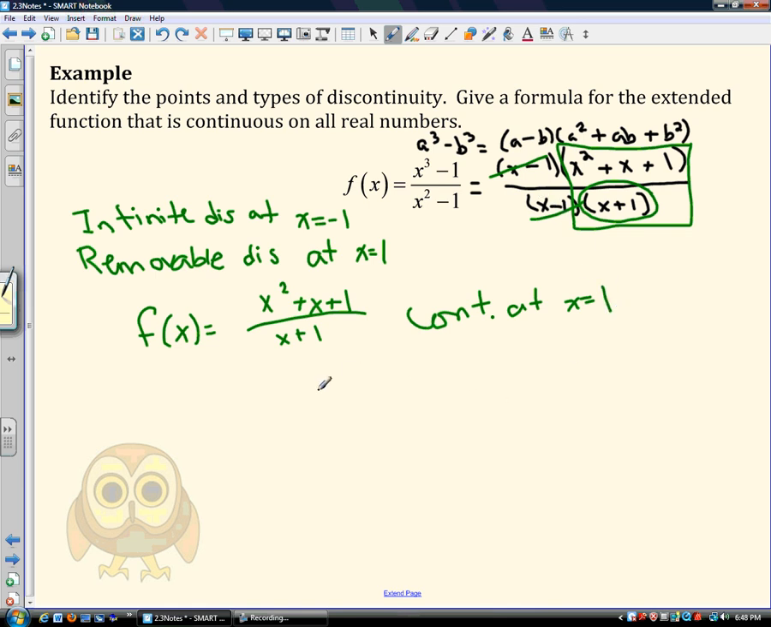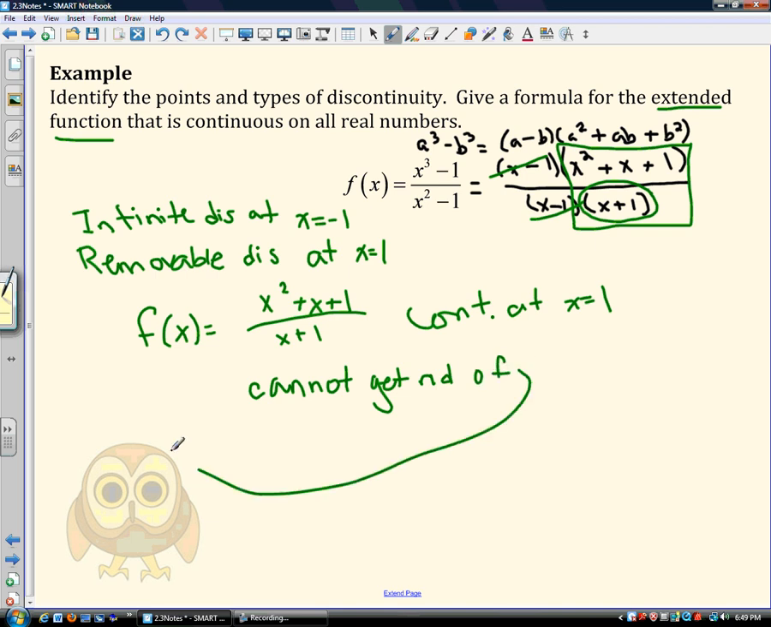So at x equals positive 1, right, we cannot come up with an extended function to get rid of the infinite discontinuity at x equals negative 1. Cannot get rid of this one right here. So we cannot make it continuous everywhere, but we can at least make it continuous at x equals positive 1. Okay, so that's what we can do. So this function is continuous everywhere except for at x equals negative 1, because we get 0 in the denominator. Next.